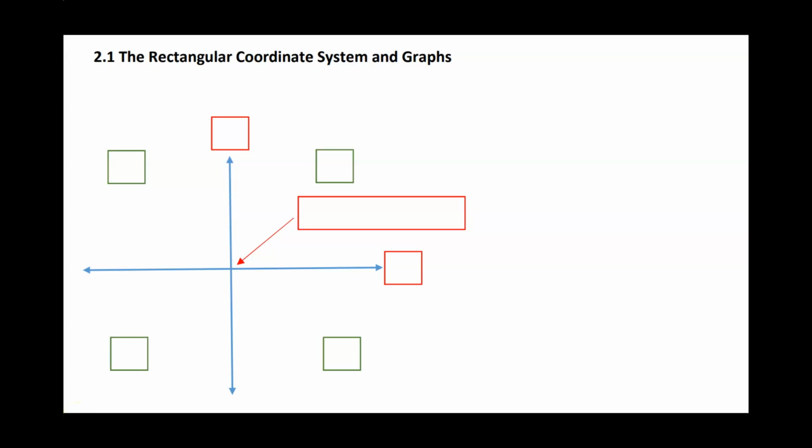All right, we are talking today about the rectangular coordinate system. The rectangular coordinate system is also sometimes known as the Cartesian plane. It was named after René Descartes, the French mathematician. But the Cartesian plane has a horizontal x-axis. It has a vertical y-axis.